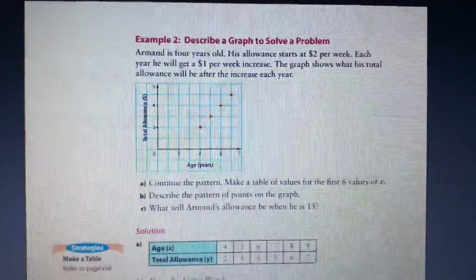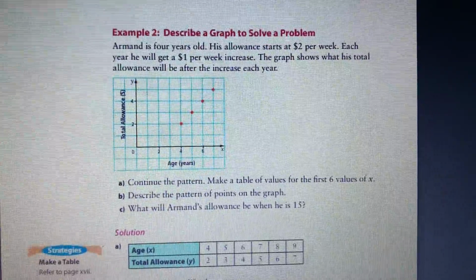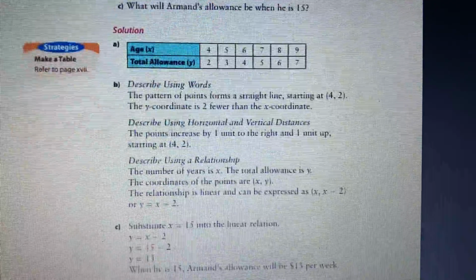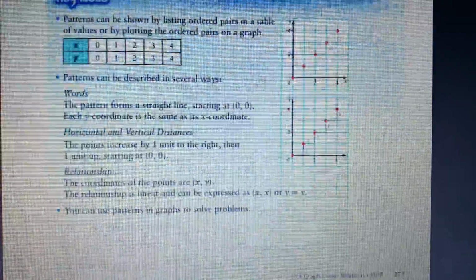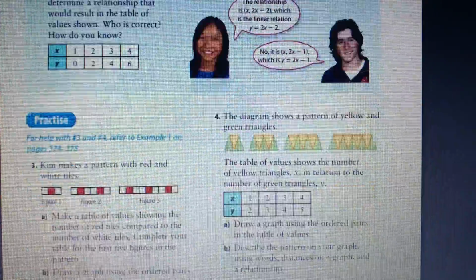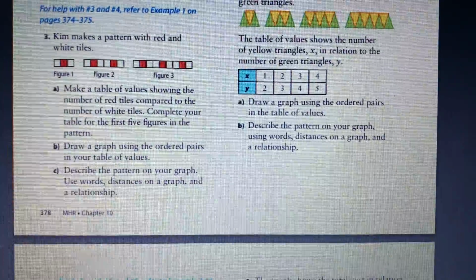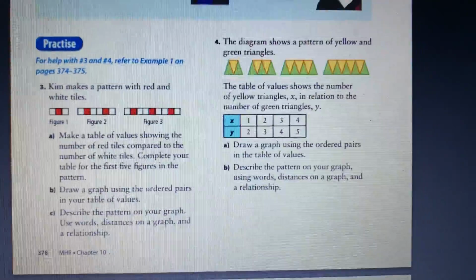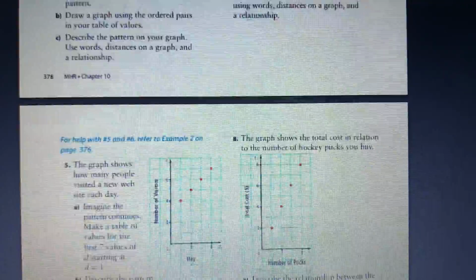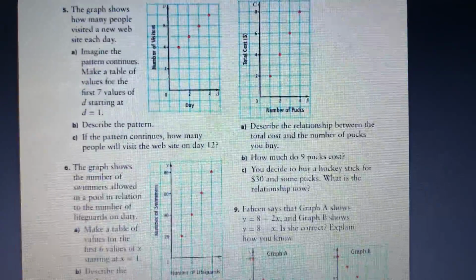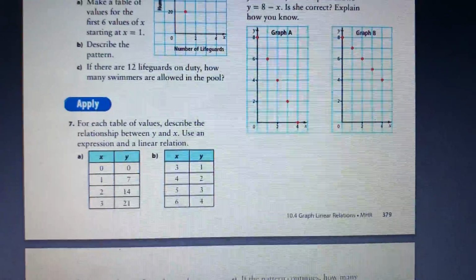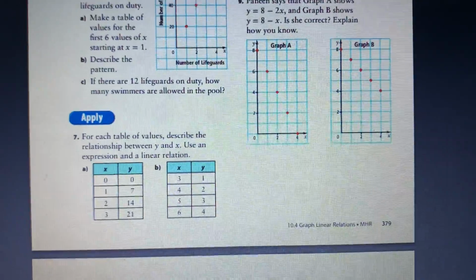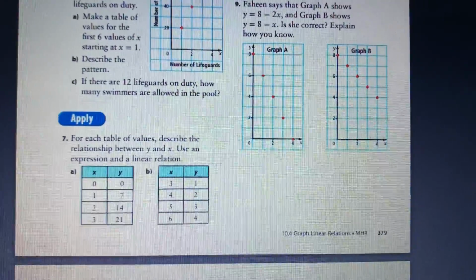This is example 2. I would start with example 2 because example 2 has a solution for you. So you can work through the solution to make sure you're understanding. And then if we go all the way down, what page is this? 378, you're going to do questions 3, 4, 5, 6, and 7. Let me know if you guys have any questions.